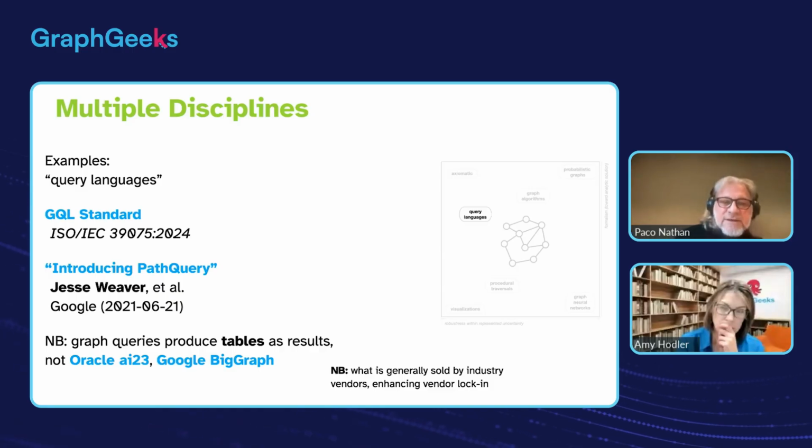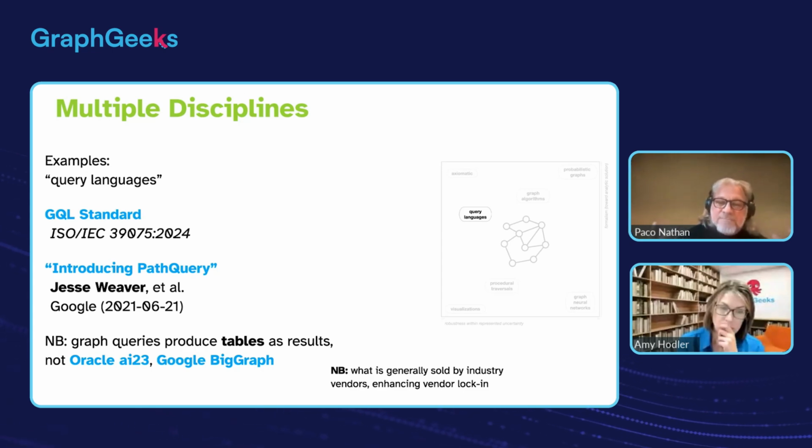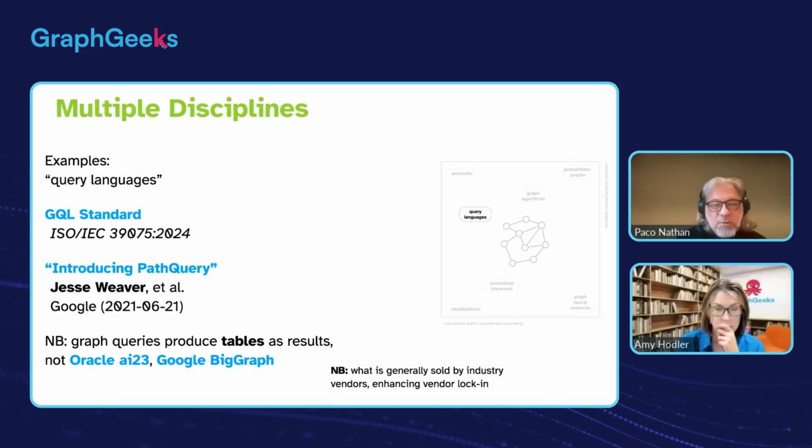So query languages, I think there's some great stuff there. GQL is very promising. I think there's some excellent criticisms that are important to pay attention to, and the Google paper from Weaver et al. is really good for that. I think that this notion that graphs are important, therefore, whenever we run a graph query, we produce tables, I've always found that to be absurd, but Oracle and Google are showing a different approach.